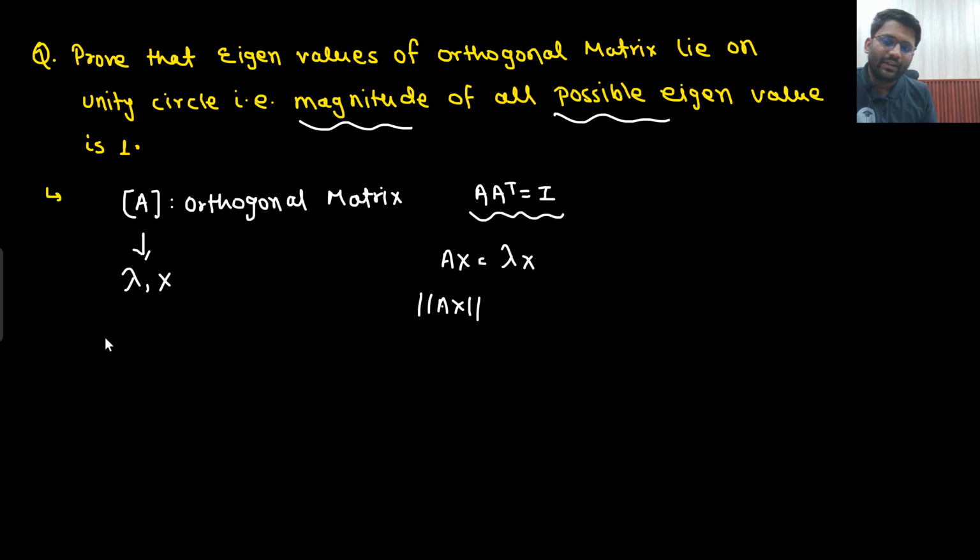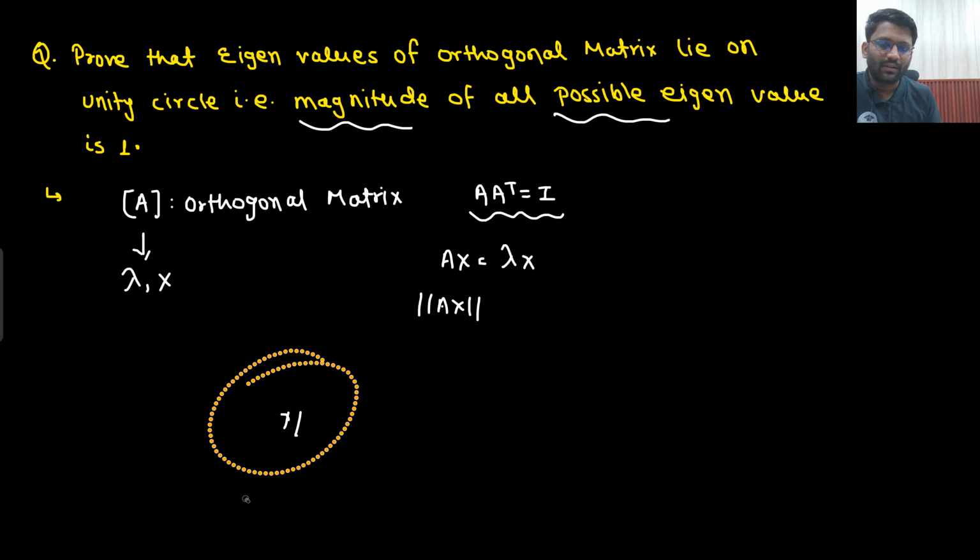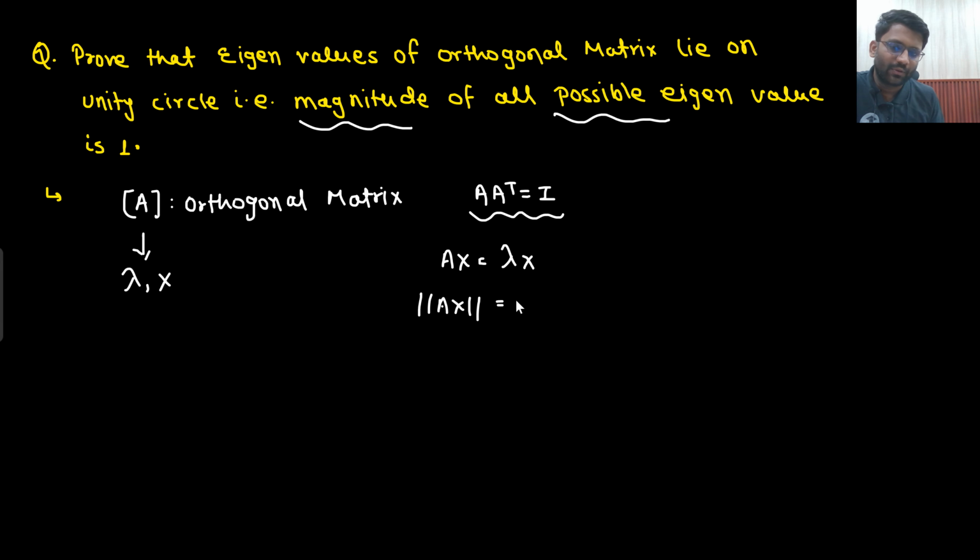Ax is a vector only, no? Let's just say A is some n cross n. So what will x be? x will be n cross 1. So what will the result be? The result will come out to be n cross 1 only. So it is a vector. It is also a vector. x is also a vector. So they are vectors only, right? So let's take the magnitude on both sides.